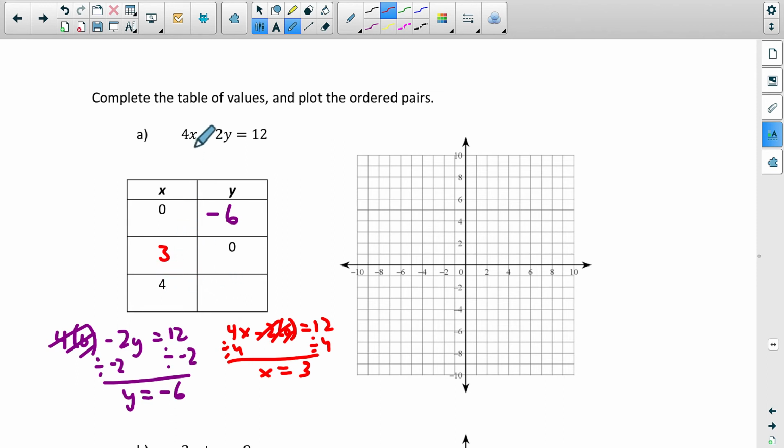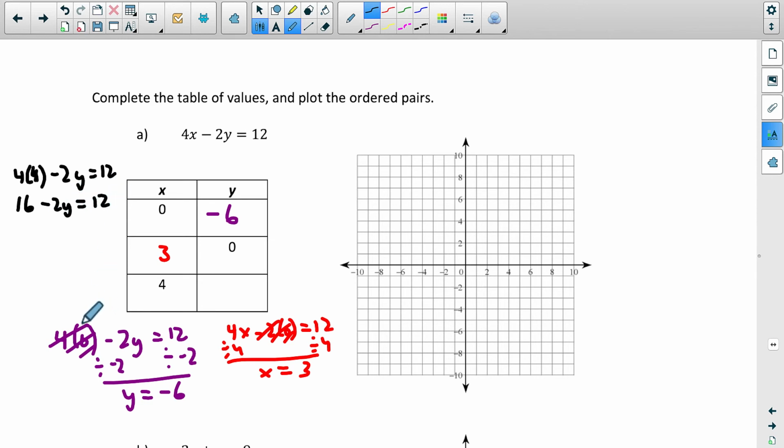One more point here. We're going to put 4 into the x, and we don't know what y is. So where am I supposed to do this? I'll do it up here. We're putting 4 into the x. So 4 times another 4 minus 2y equals 12. Can't cancel anything out, I'm afraid. You have to actually do this. 4 times 4 is 16 minus 2y equals 12.